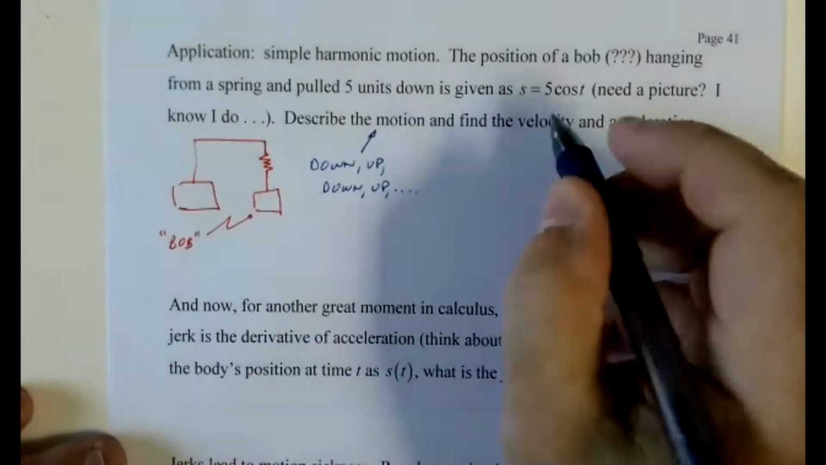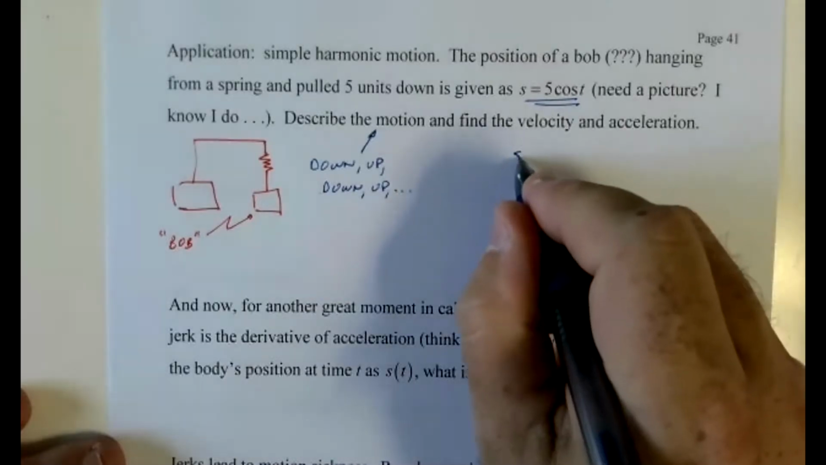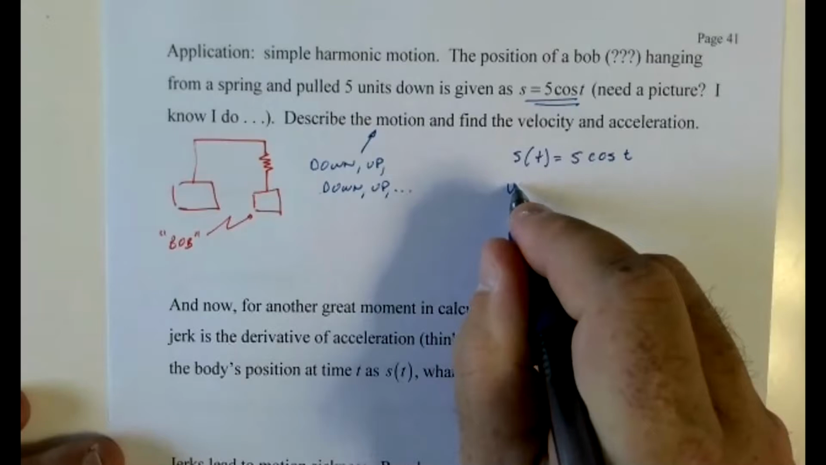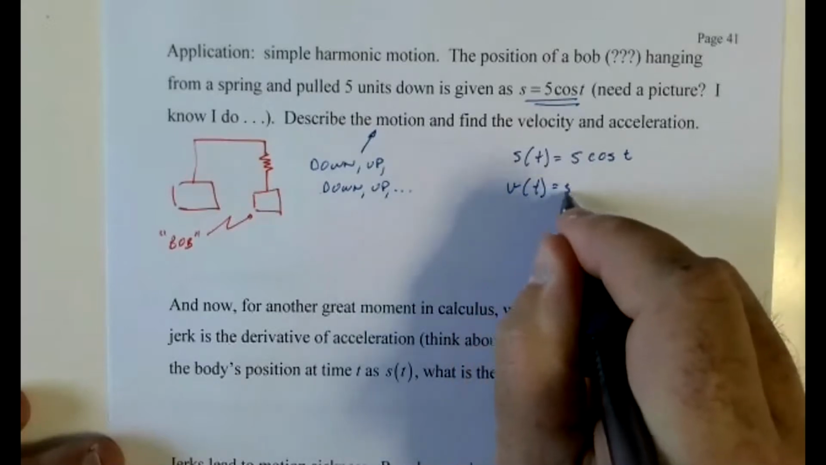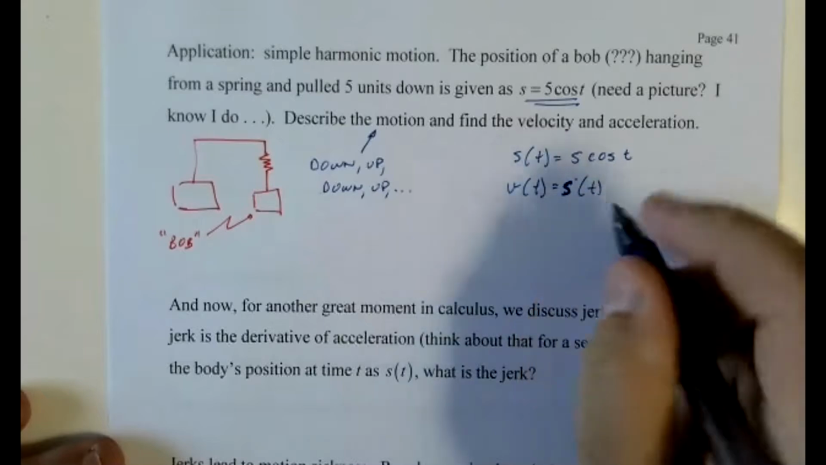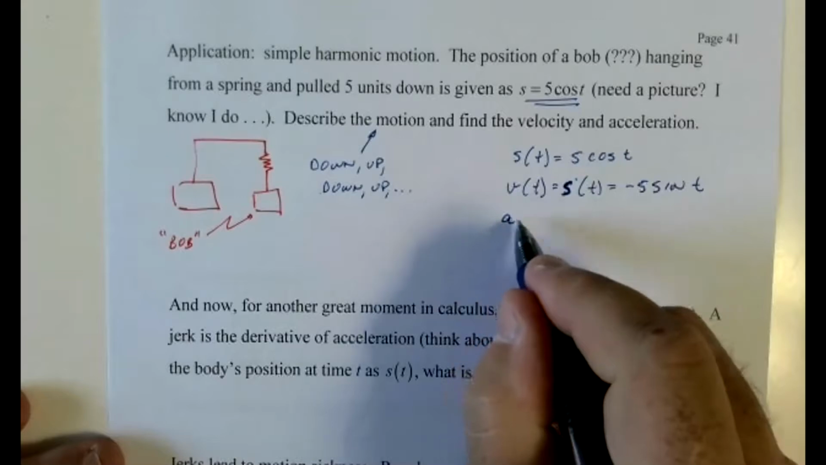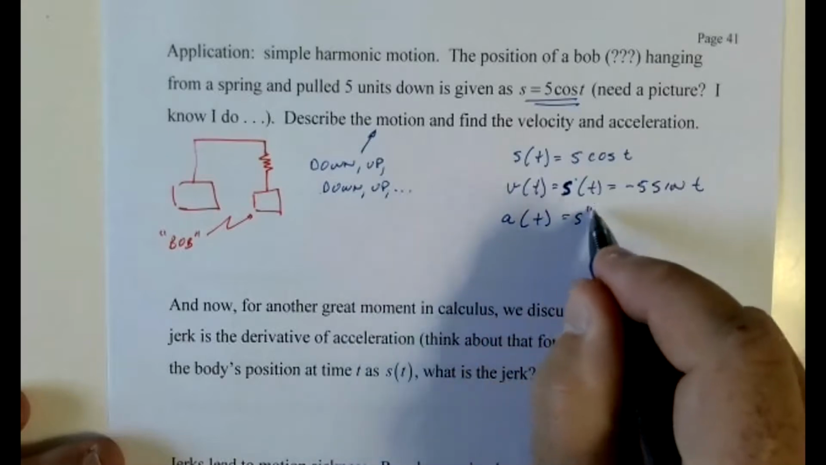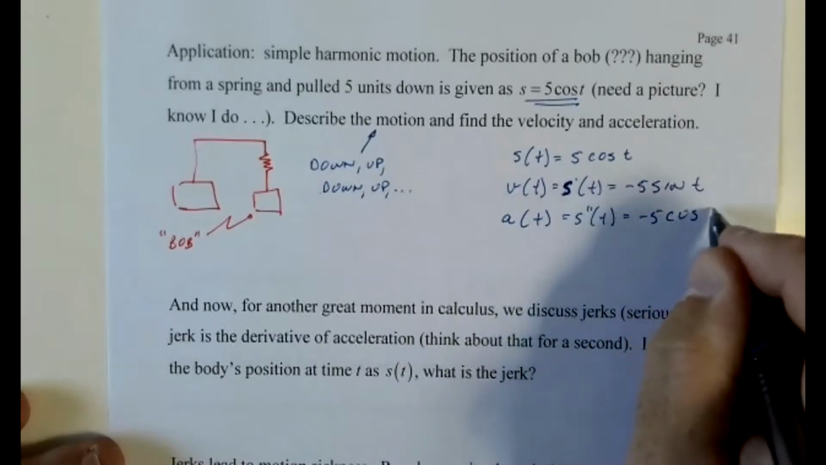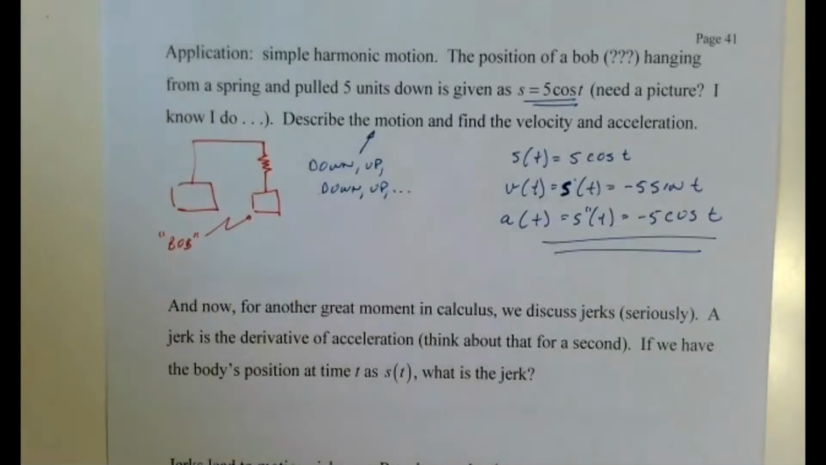And they say the position is 5 cosine of t. So s of t equals 5 cosine of t. Therefore, the velocity is -5 sine of t. And then the acceleration, -5 cosine of t. So you'll learn to do these. You'll learn to get relatively quick at them.